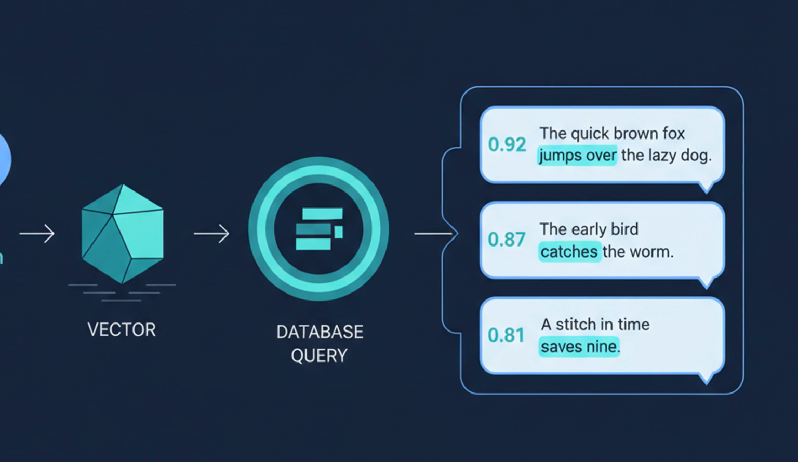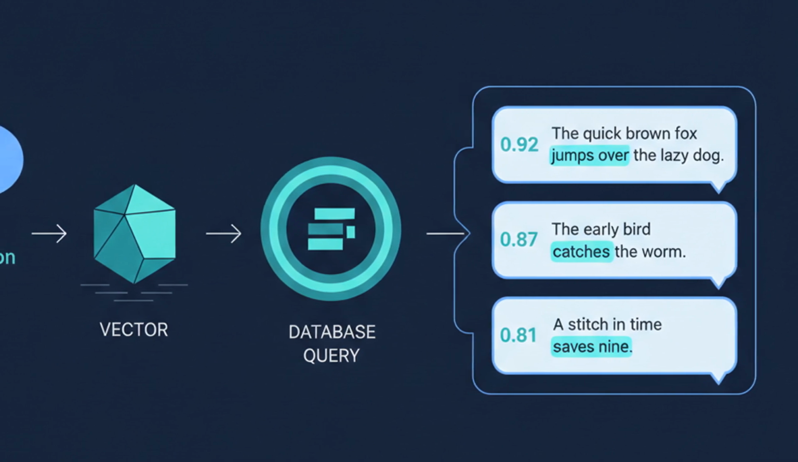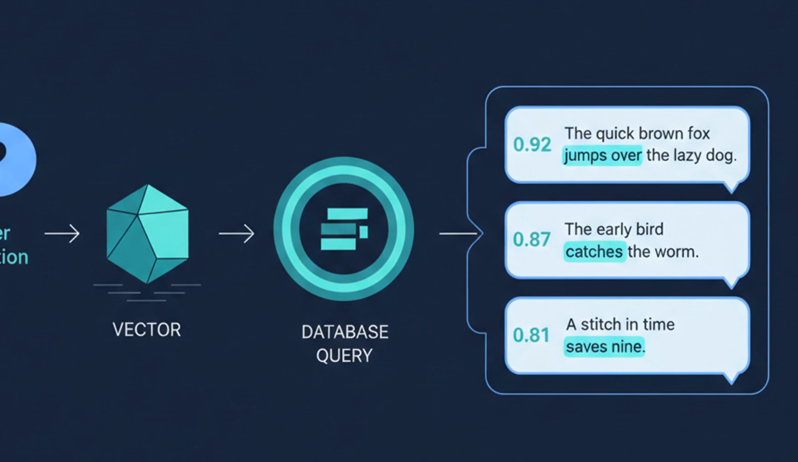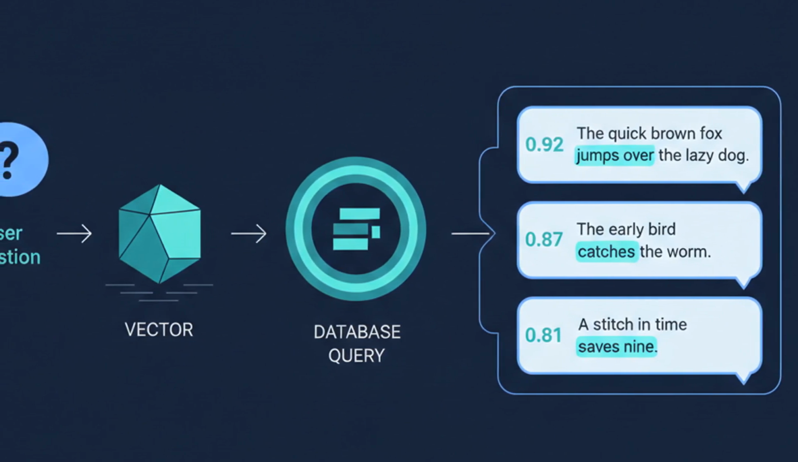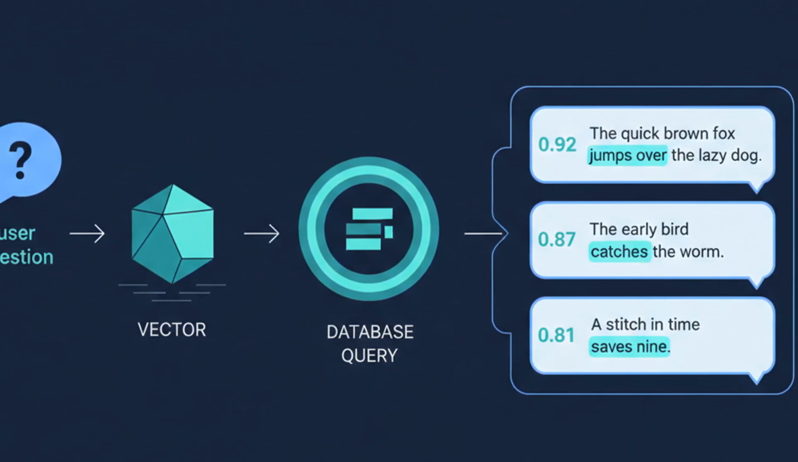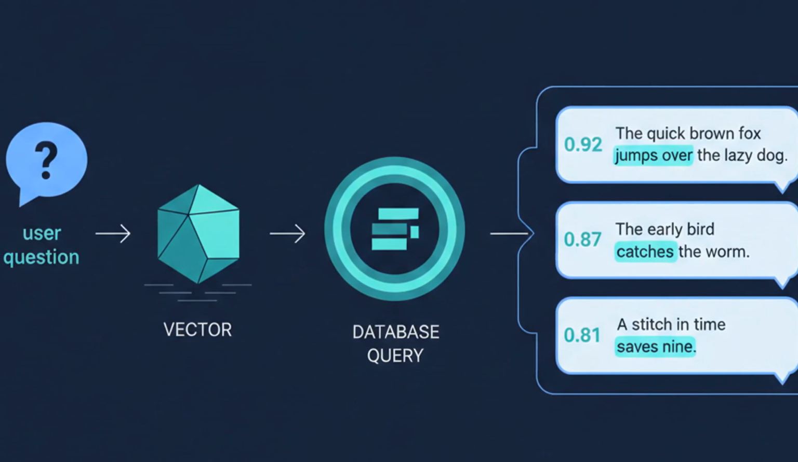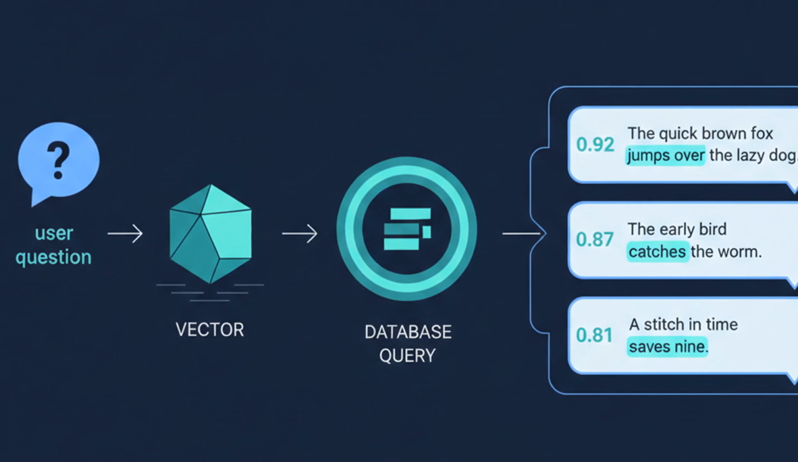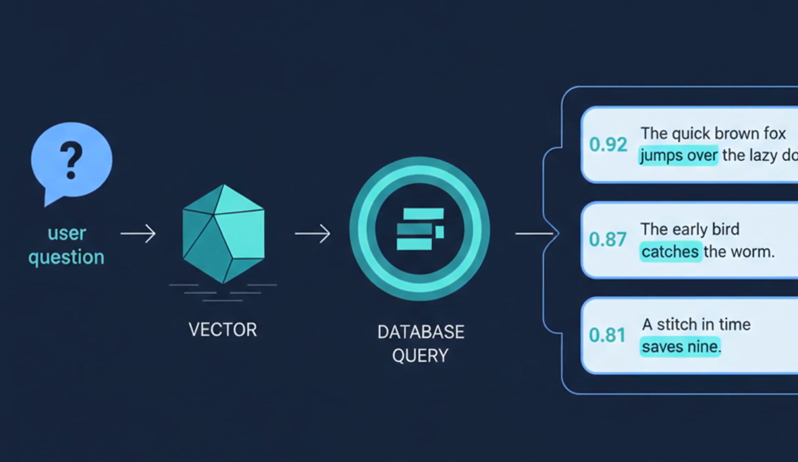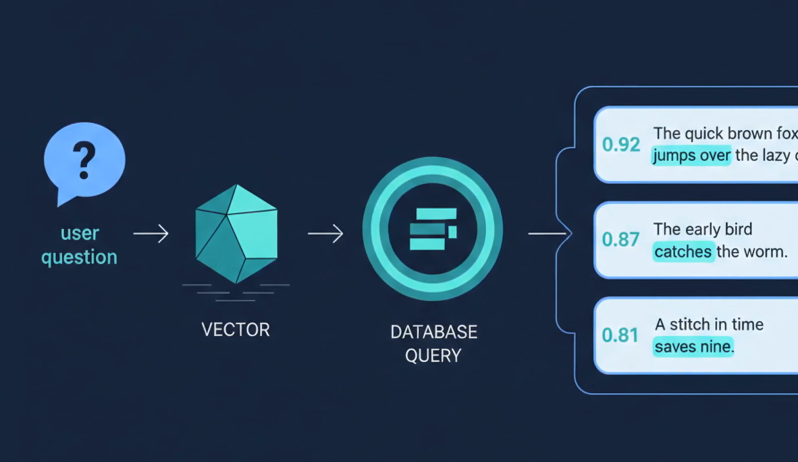Then you search your vector database for the top k most similar chunks, typically 3 to 10 depending on your context window. Each result comes with a similarity score. Higher scores mean better semantic matches. You have just turned a natural language question into a database lookup that understands meaning.